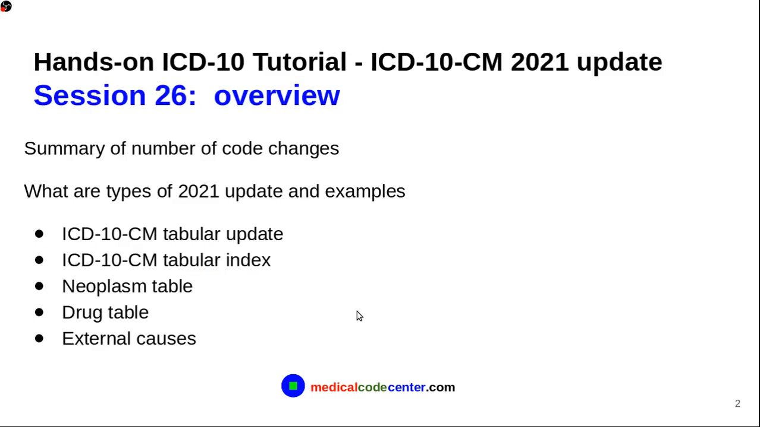First, an overview of session 26. I will give you a summary of how many codes have changed in the 2021 edition, and also list the types of 2021 update. For each type, I will give you one example. I will cover the ICD-10-CM tabular data and also the index, neoplasm table, drug table, and external causes.